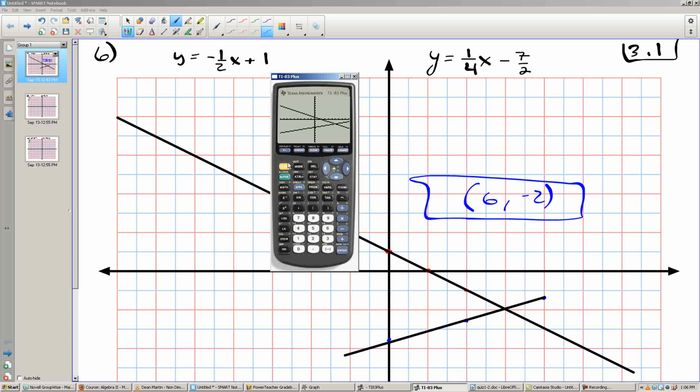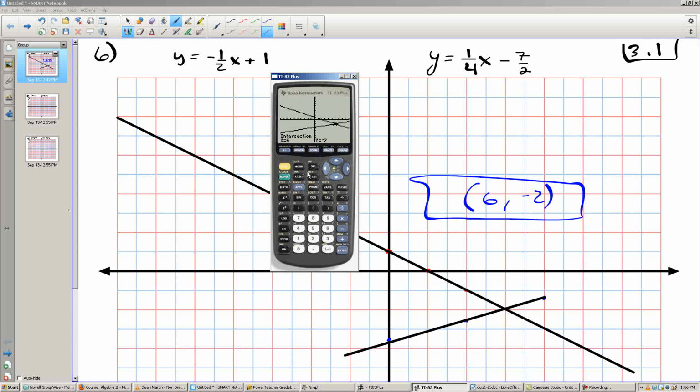It looks pretty much the same. So hopefully I did this correctly. Let's hit second, then you hit the trace button. The second option of trace is calculate. And then the fifth option down is to find the intersection. It's going to ask me a series of questions which are really probably kind of dumb for what we're doing. So I'm just going to hit yes 3 times, so enter 3 times. And it comes up with 6, -2. And I found my intersection.